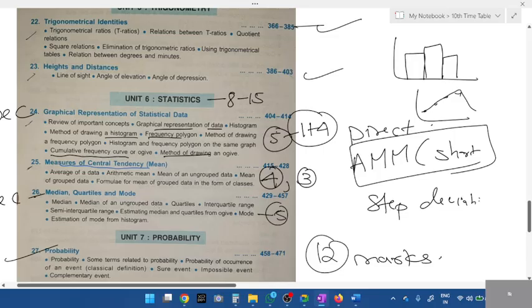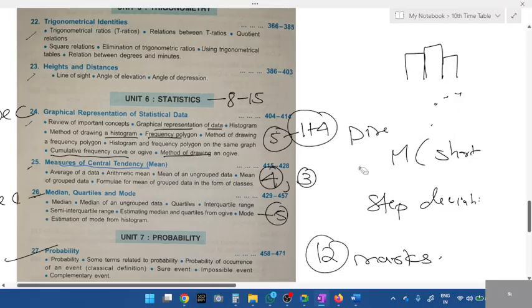First thing, understand the concept. Mean, we have done a lot of questions. Graphical representation, I've solved. Next, median. Median is also easy. Median, quartile, mode is also easy. That will take another 2 or 3 days. Okay, so 12 marks from that. Is it clear, all of you? Did you understand the pattern? Questions and all these things.